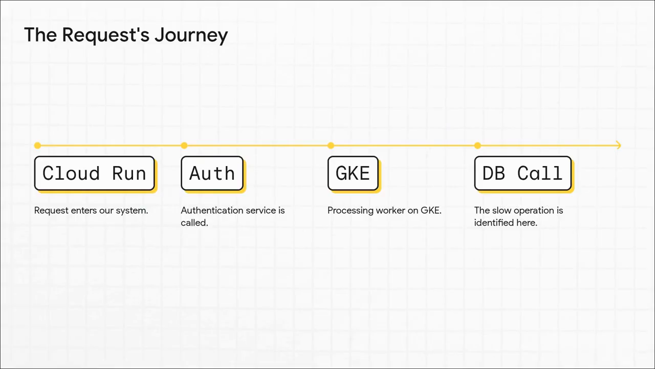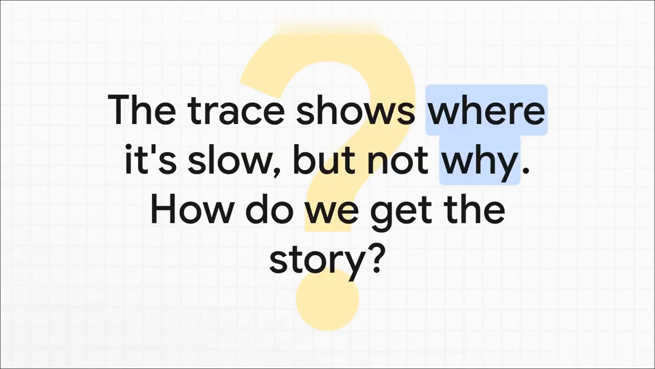So here's where we found it. The request comes into Cloud Run, gets checked by an auth service, then processed by a worker on GKE. And that long red bar? It lines up perfectly with the very last step, the call out to our managed database. We've pinpointed the scene of the crime. So, case closed, right? Not even close. We know where it's slow, but we have no idea why.